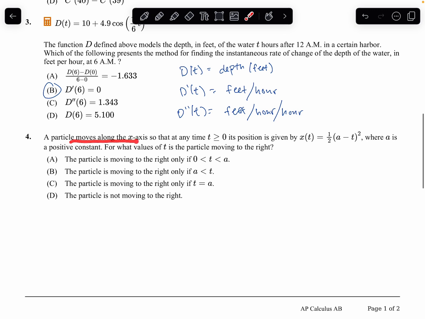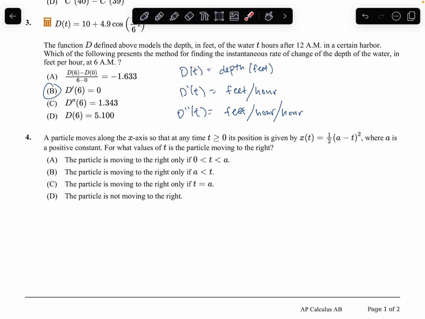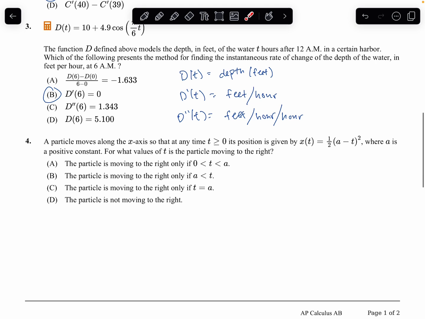All right, a particle moves along the x-axis so that at any time t greater than 0, its position is given by this right here, where a is a positive constant. For what values of t is the particle moving to the right? Gotcha. Okay, so for what values of t is the particle moving to the right? This means when the velocity v of t is greater than 0. So that's what we want to find.